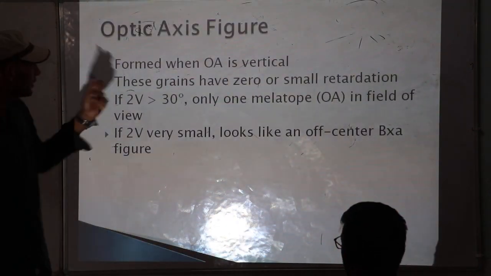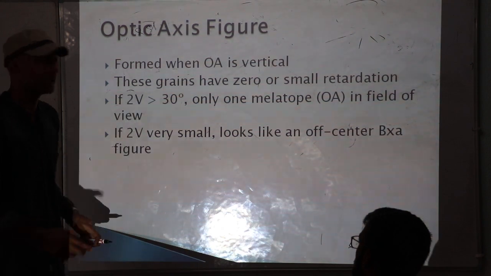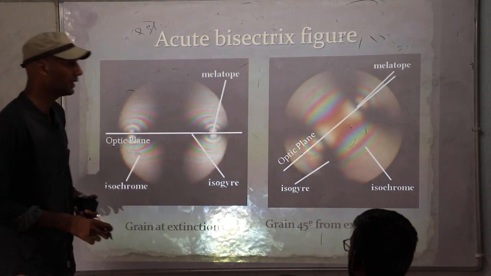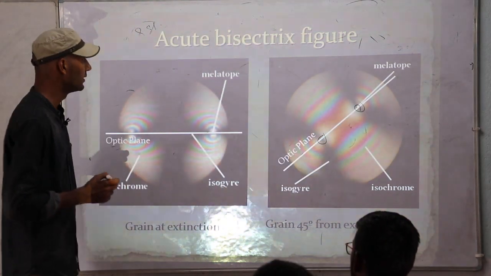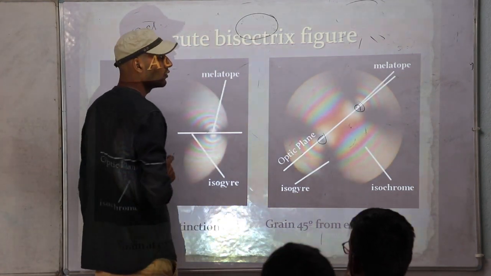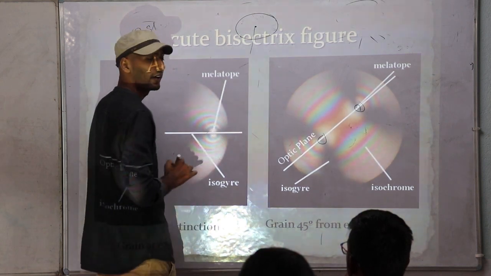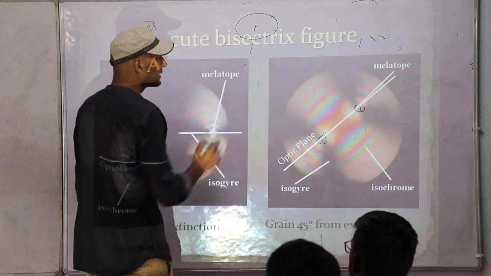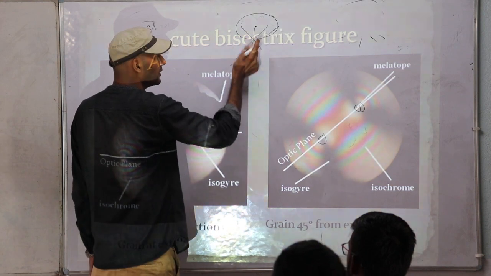Then one more thing, when you are going to view both of the optic axes in the acute bisectrix figure, when you are going to view both the melatopes, see what happens when the microscopic stage is here. Acute bisectrix means the acute bisectrix is at the center of the crosshair, that may be Z or X. Now the optic axis can be like this.